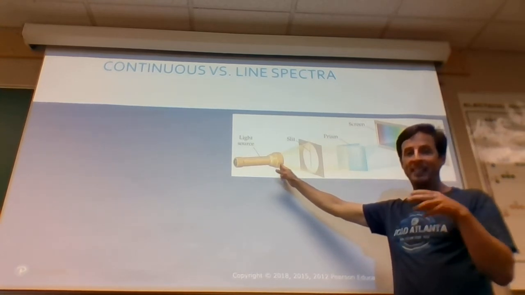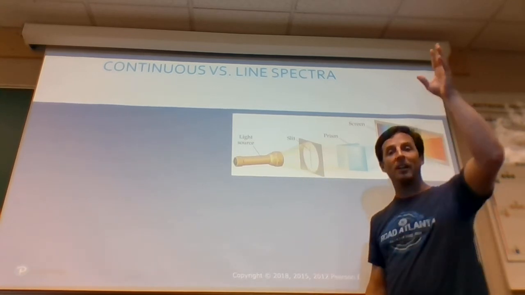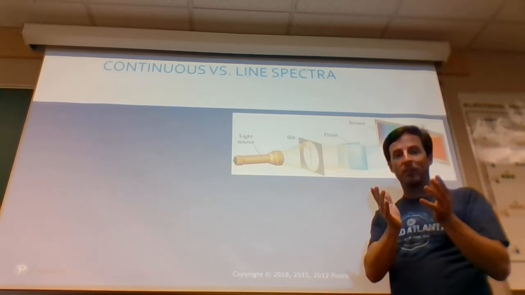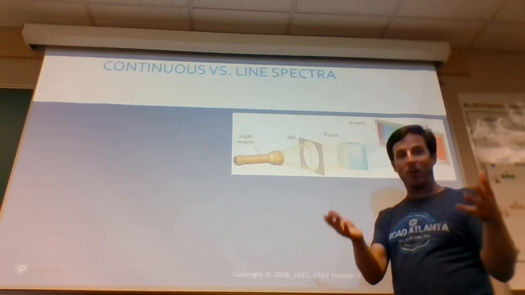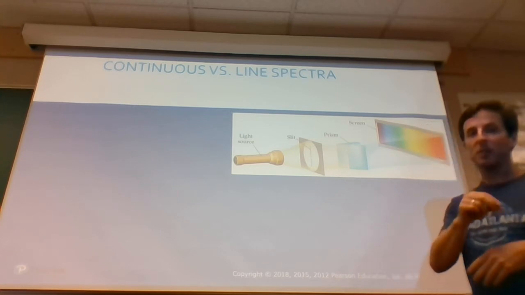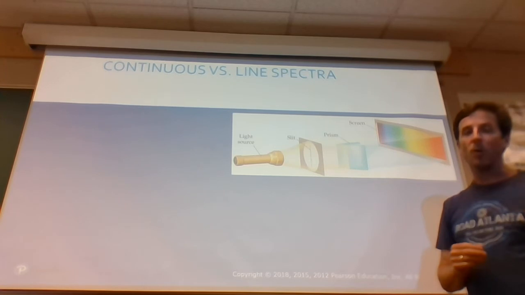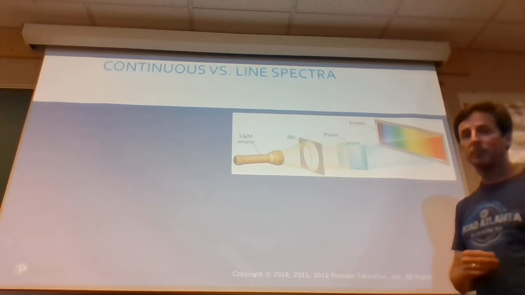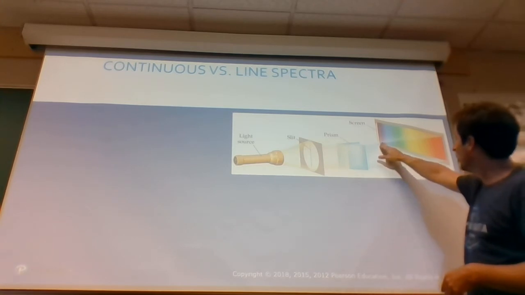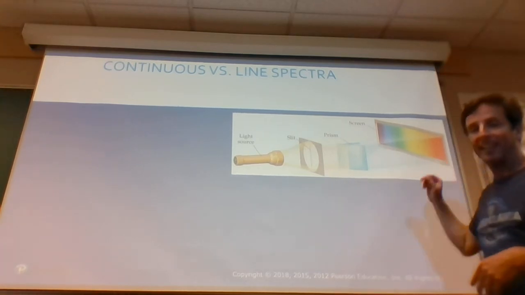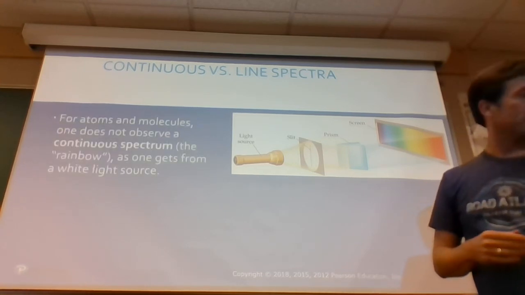Now, if I look directly at the source, my eyes can't see all the different colors. If I look directly at the flashlight or look at the sun, I'm going to see the average color, which is kind of a yellowish white light that contains all the colors. I can only see the components if I separate them out using a prism or something called a diffraction grating. Some sources of light contain the whole rainbow, and that's what a continuous spectrum is.